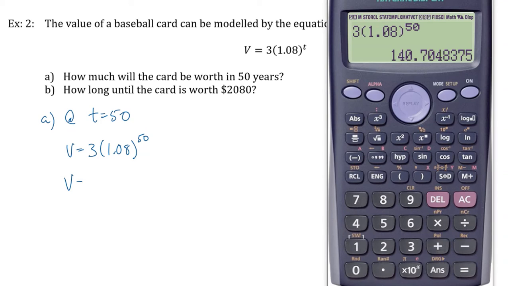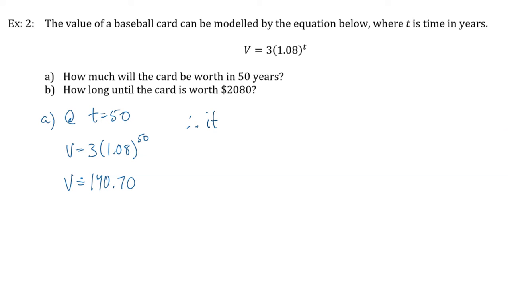So V equals 140.70. Therefore, it will be worth $140.70. Add your dollar sign in there because that's like your units. And we'll move on to B.